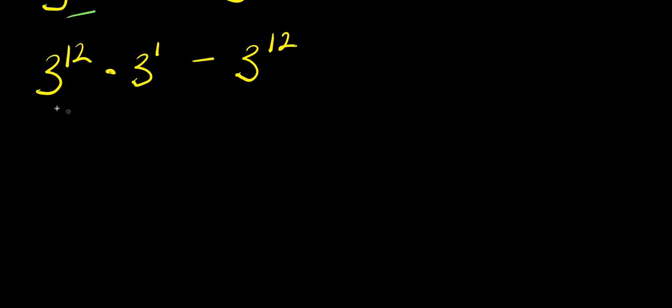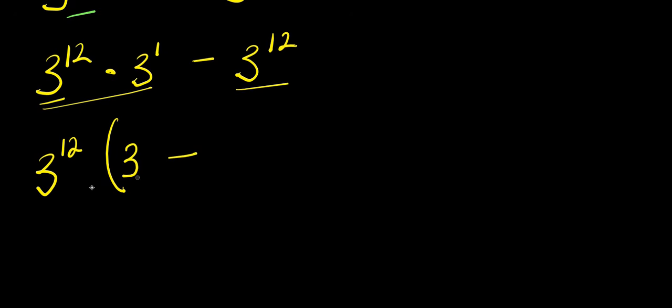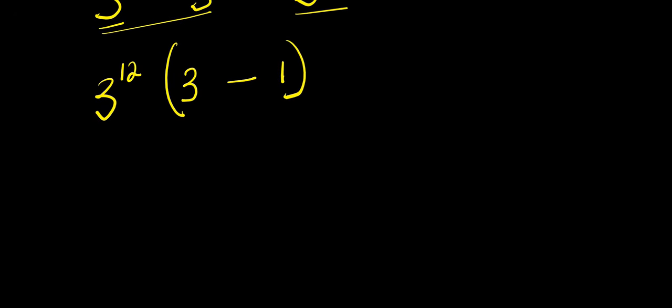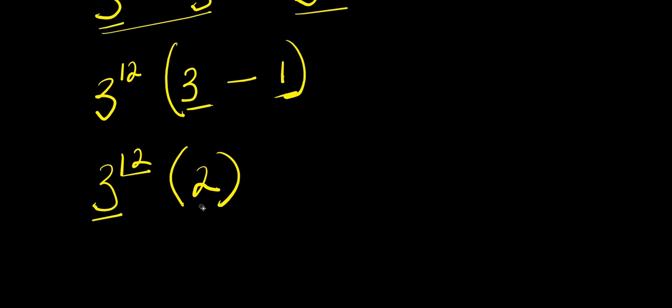So from here, I factor out 3 power 12. Then this divides 3 power 12, I have 3, minus 3 power 12 divides 3 power 12, I have 1. So from here, I have 3 power 12 times 3 minus 1, I have 2. So we need to find the value of 3 power 12 times 2. This means 3 power 12 times 2.